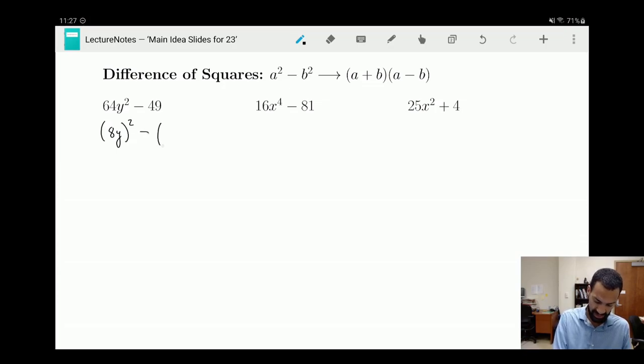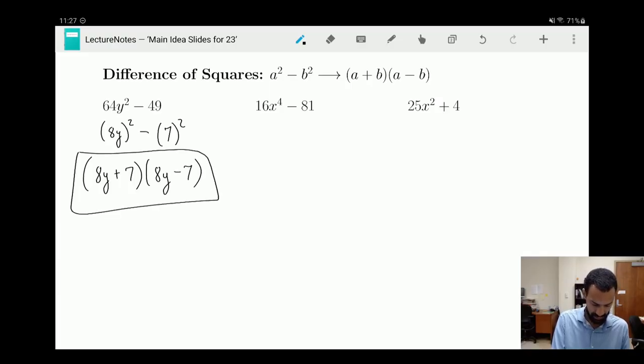Okay, what times itself is 49? 7, right? 7 times 7 is 49. 7 squared is 49. So this will factor as 8y plus 7, 8y minus 7. Okay, learn to recognize when it's a special case so that way you can jump straight to the answer.